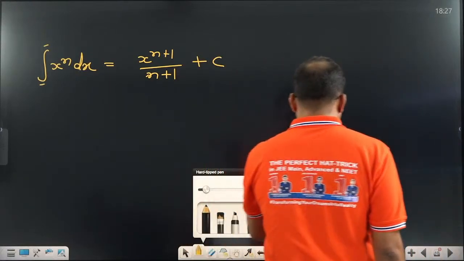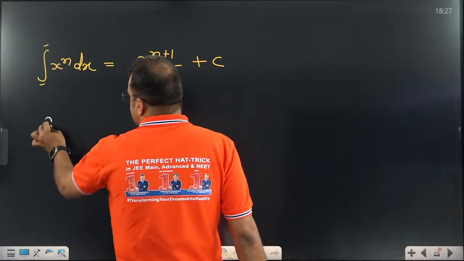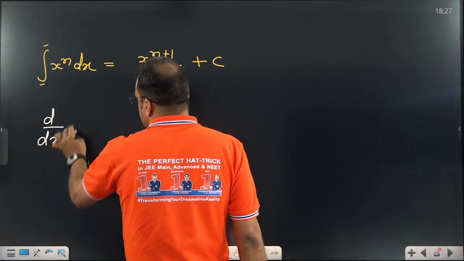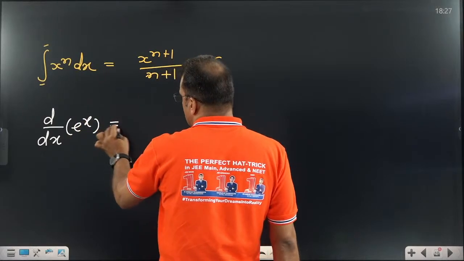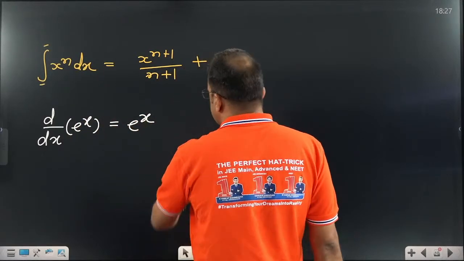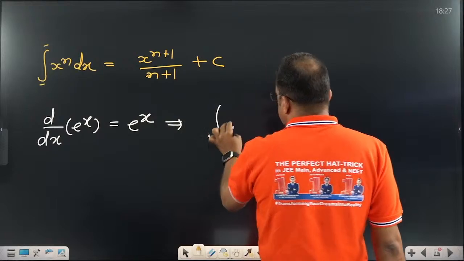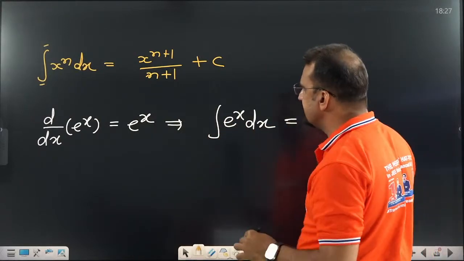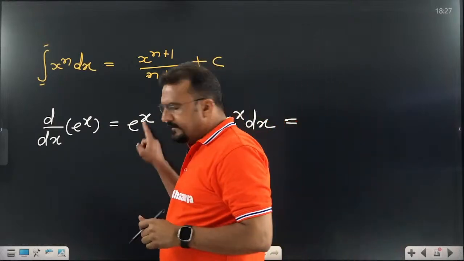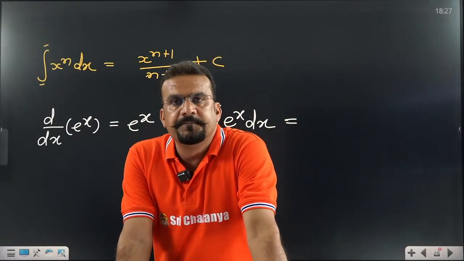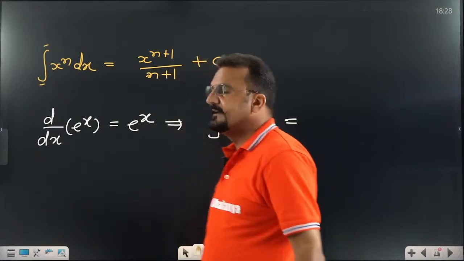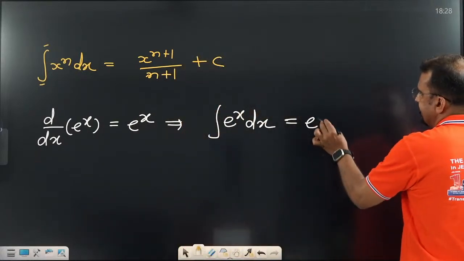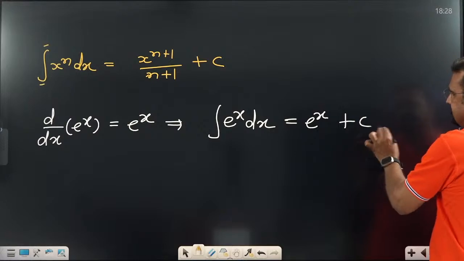Now come to the next concept. You know that differentiation of e power x is going to be e power x. Then someone asks you what is the integration of e power x with respect to x. What is your task? You have to find what is the differentiation of e power x. That means it's going to be integration e power x plus c.